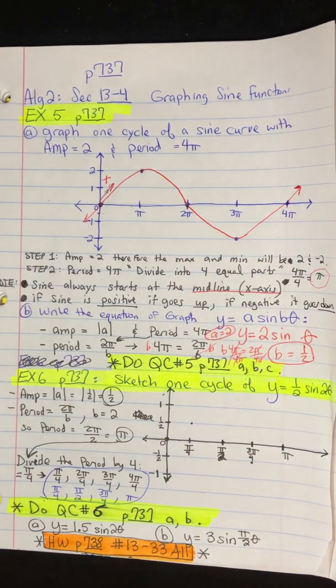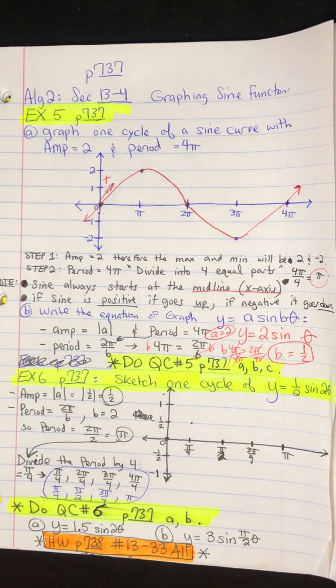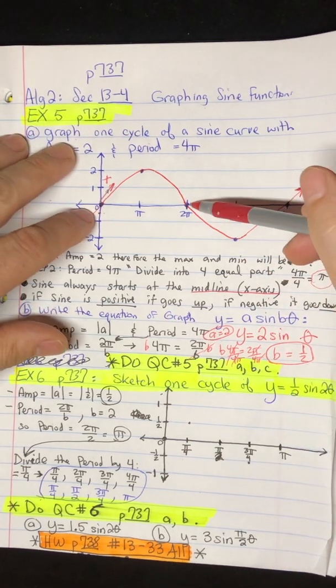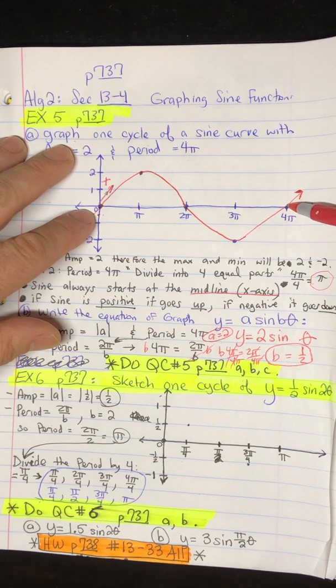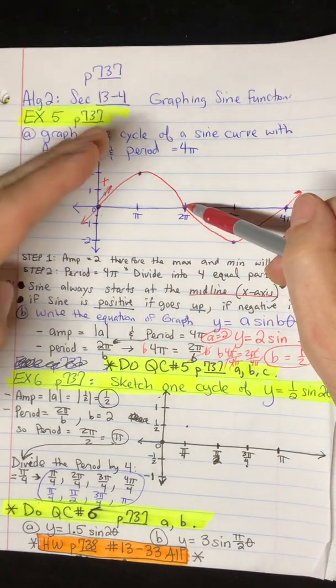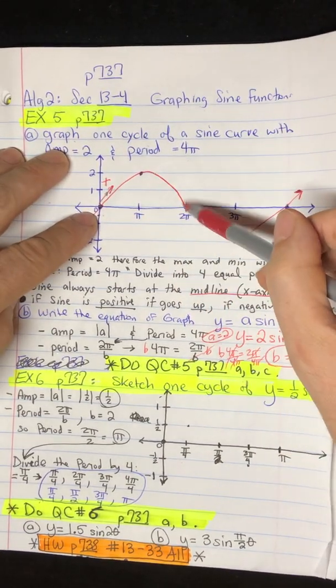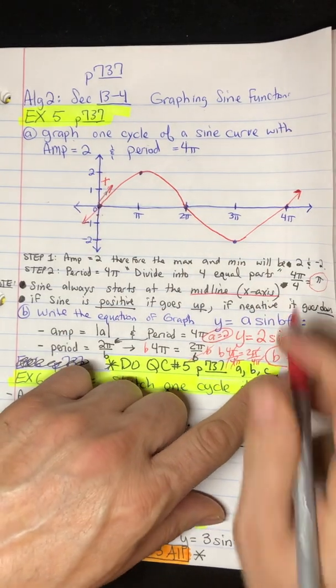Let's go back here. Remember I told you that B stands for the number of cycles from 0 to 2 pi? Well, let's see why it's 1/2. If this is a whole cycle from 0 to 4 pi, then from 0 to 2 pi in this function is half a cycle. Yeah, it makes sense. B is 1/2.